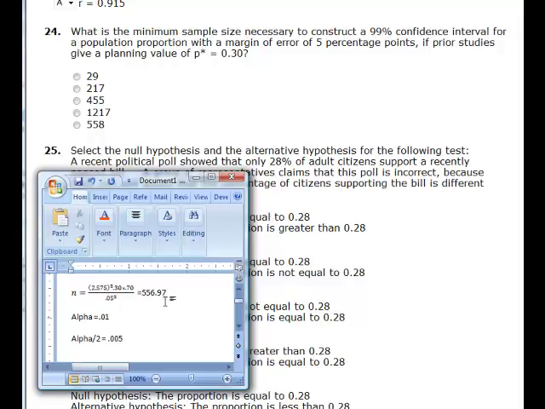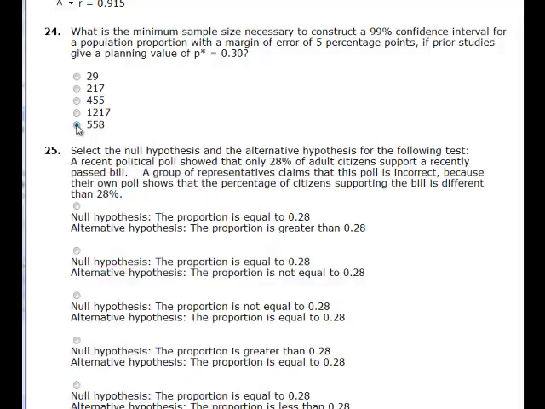So if we plug all that into our calculator, we get 556.97. We're always going to round up to the next highest whole number when we're doing sample sizes. And in this one, depending on whether you used your calculator or the table to get the critical value, you could get just a little bit of rounding error. So the one that's the closest to the value we came up with is the 0.558.